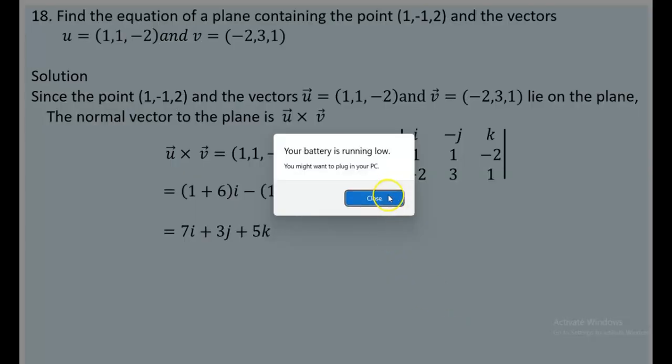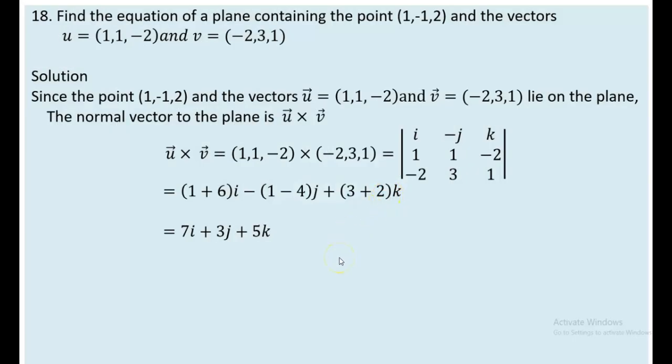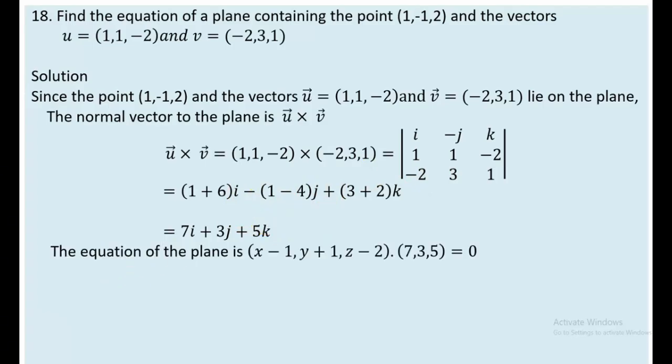So what comes next is this 7i + 3j + 5k, which is already obtained. So now we can proceed. The equation of the plane is going to be (x - 1, y + 1, z - 2). Basically this is obtained as x minus x naught, your x naught is 1, and y minus y naught, your y naught is -1, so minus minus makes plus, so y + 1, z minus z naught, so z naught is 2, dotted with the normal (7, 3, 5).